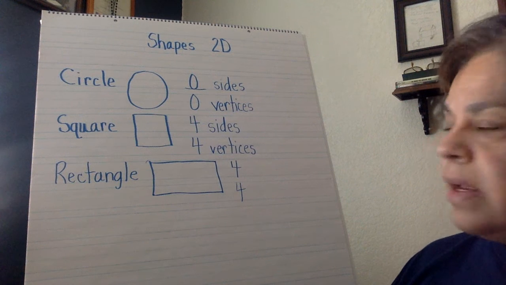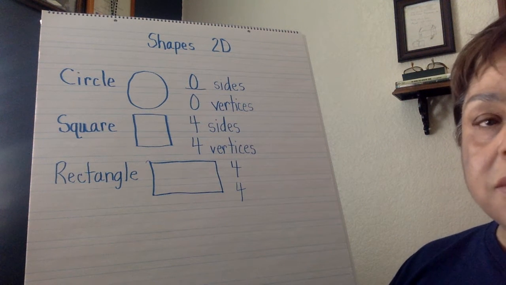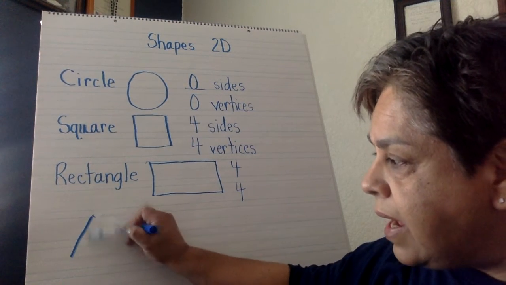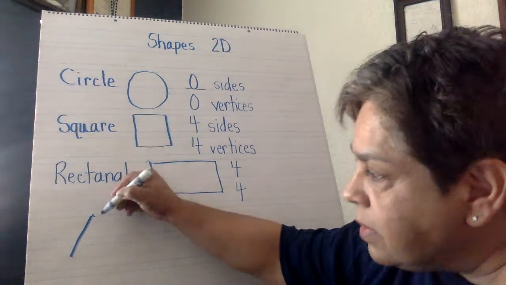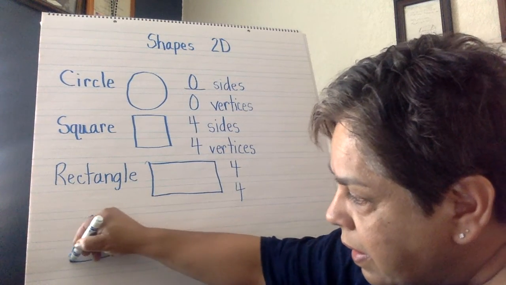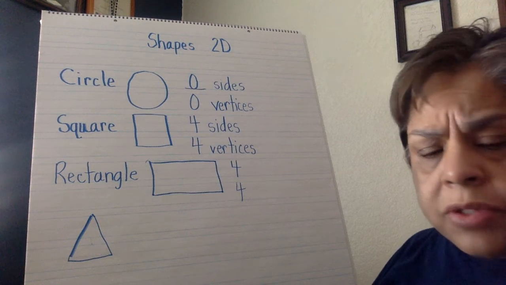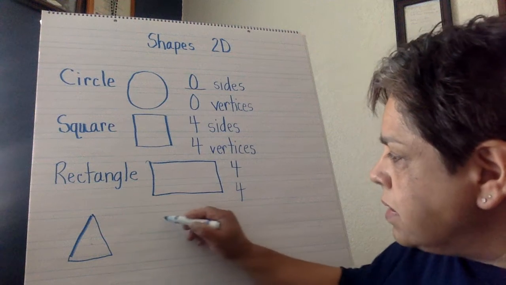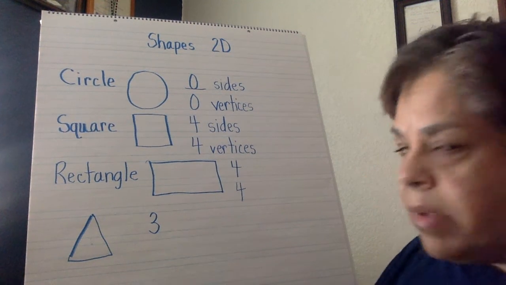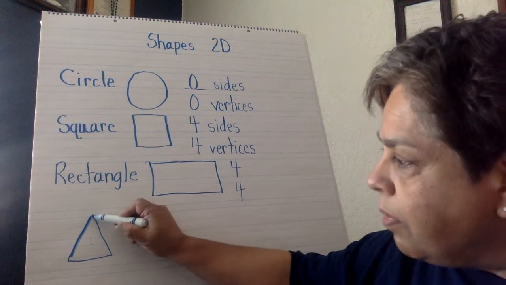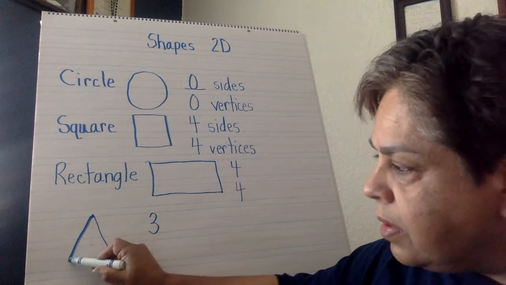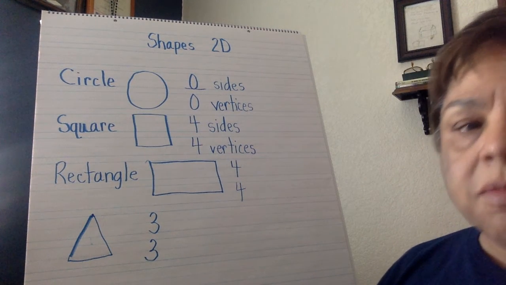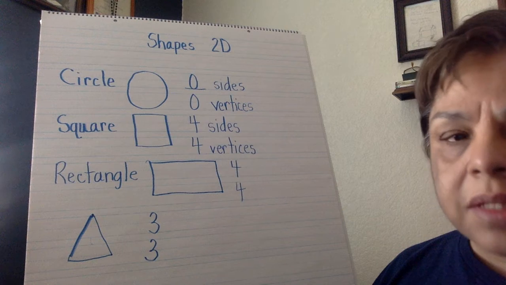Okay, and what about another? There's another 2D shape that is really important. And that is, you're right, it is going to be a triangle. How many sides does a triangle have? 1, 2, 3. So it's going to have 3 sides. How many vertices does it have? 1, 2, 3. So 3 sides and 3 vertices. Okay, do you remember these? We did them when we were still at school.